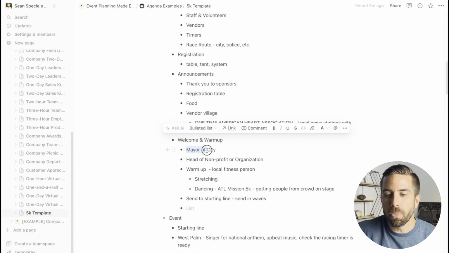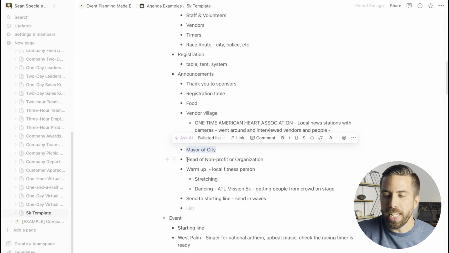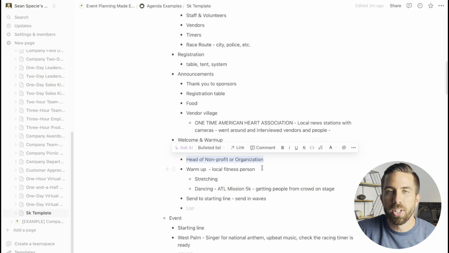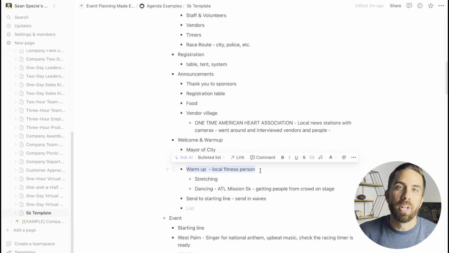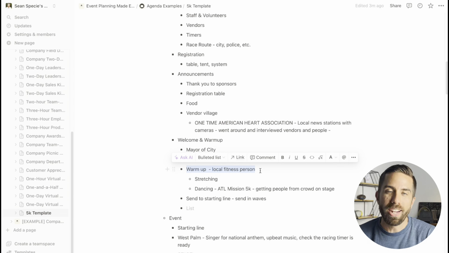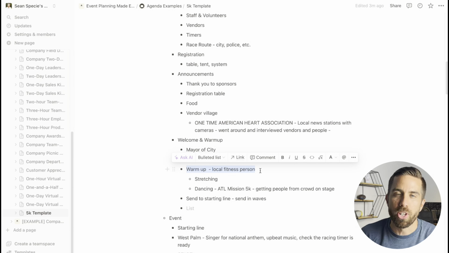So you could have a welcome from the mayor of the city, from the head of the nonprofit, or whatever organization is putting on the actual event. And then you can do a warm-up. A lot of times at a local 5K, I have been a part of introducing a local fitness person. Maybe it's a Zumba instructor or a CrossFit trainer.